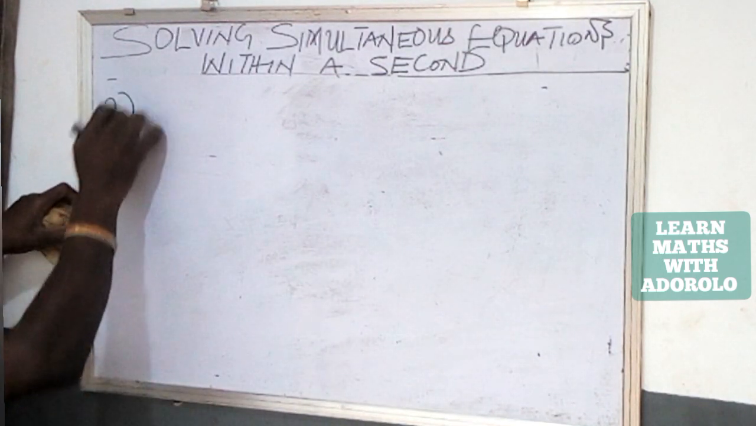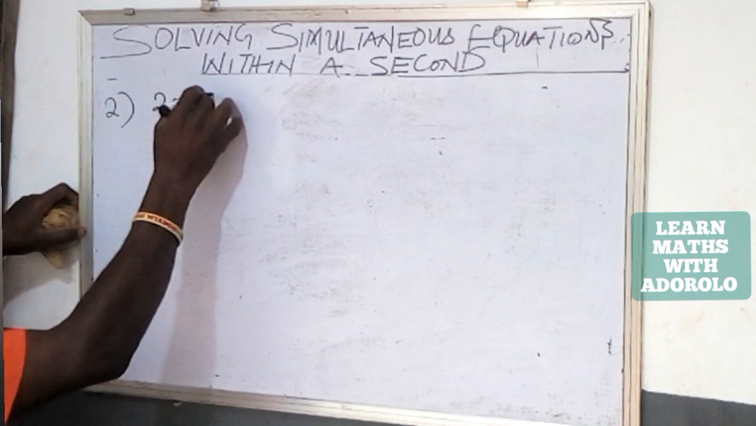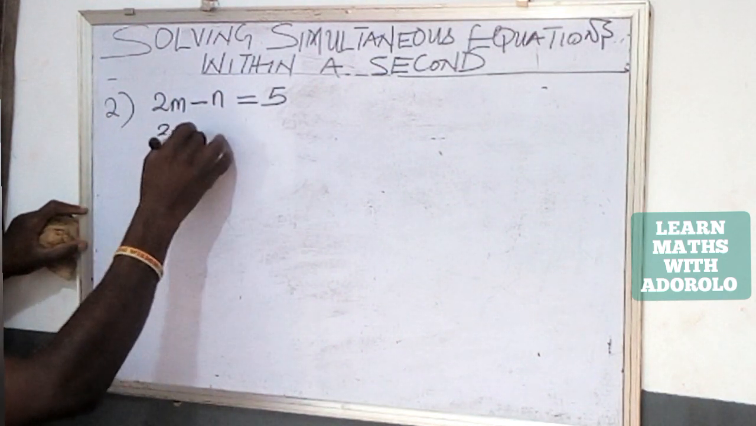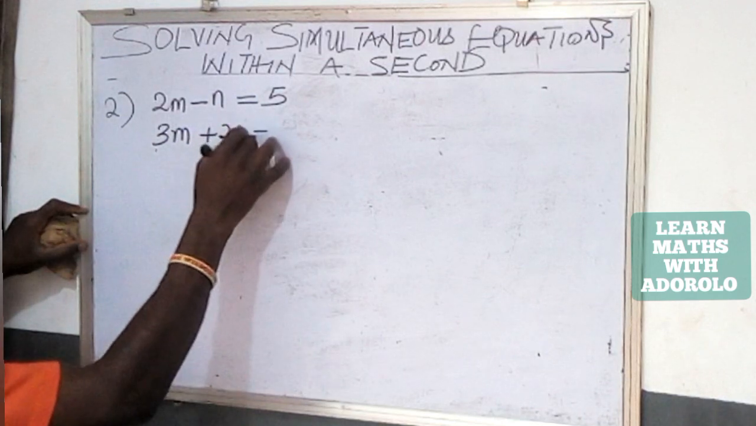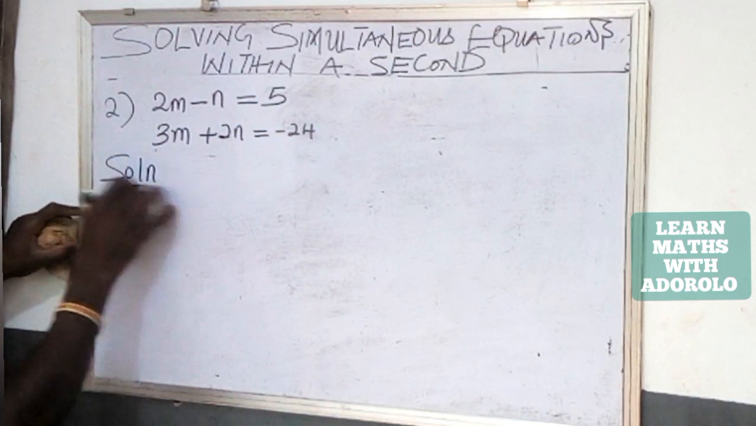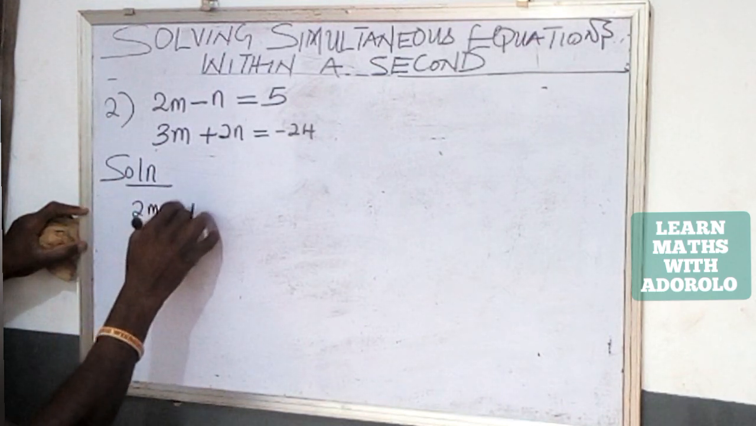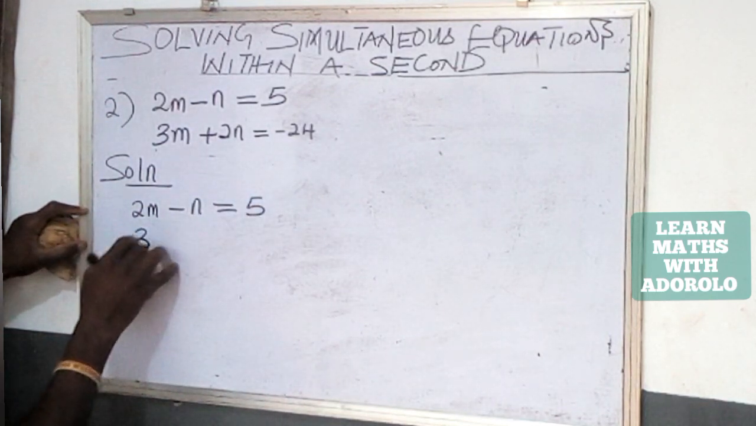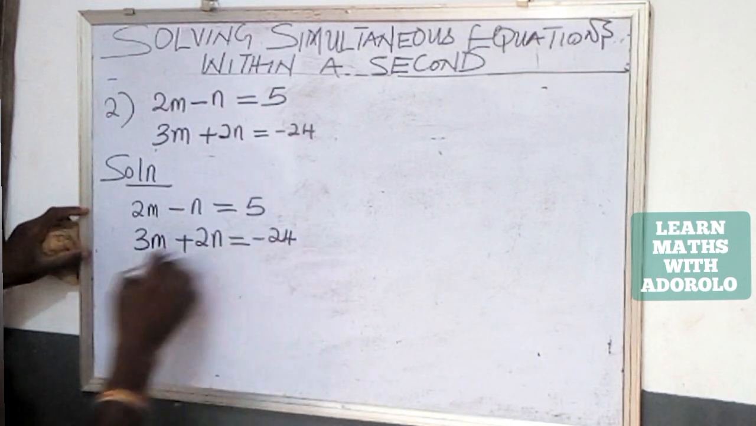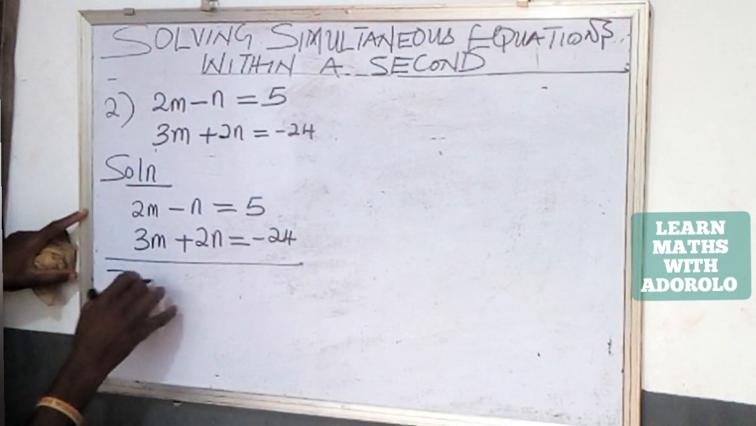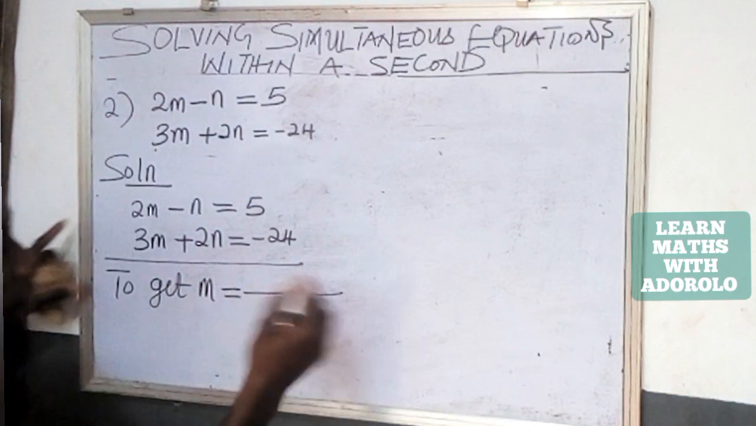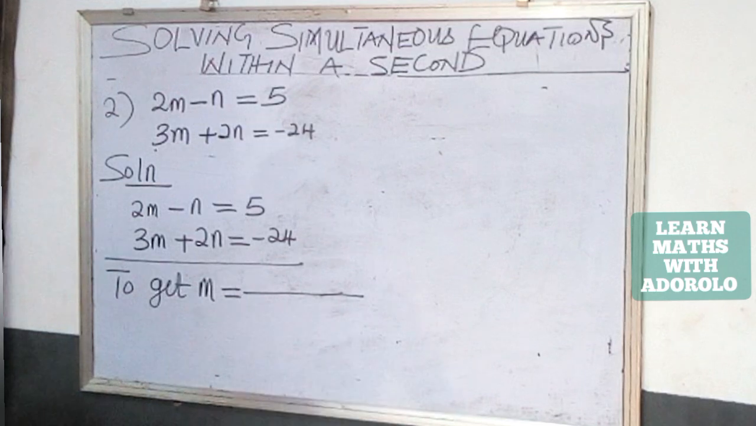The next question, number 2, is 2m minus n is equal to 5, and 3m plus 2n is equal to minus 24. The next thing we're going to do, solution. We have 2m minus n is equal to 5, and 3m plus 2n is equal to minus 24. Quickly, to get your value for m, I told you within a second. You can be faster than this after mastering the method.